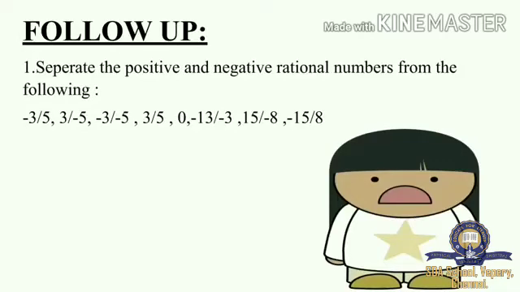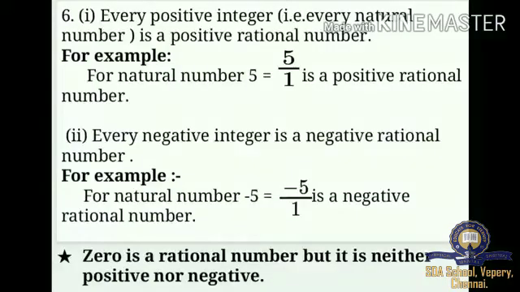Here is your follow-up work. Sixth one. Every positive integer, that is every natural number, is a positive rational number. For example, natural number 5 is equal to 5 divided by 1. Already I said that if there is nothing in the denominator, we can assume that 1 is there, as a positive rational number.